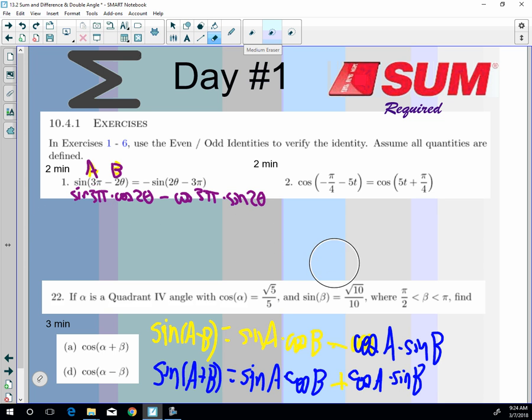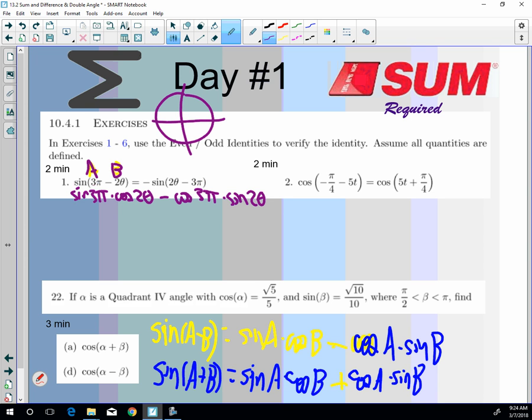So with this one, you're going to have sine of 3 pi, 1 pi, 2 pi, 3 pi. What's the sine of that? How far up do we go? 0. And then the cosine of 3 pi is going to be negative 1. So 0 times anything is 0. Negative is a positive. Sine of 2 theta. That's what that's going to be equal to. We'll deal with these minus signs a little bit later.